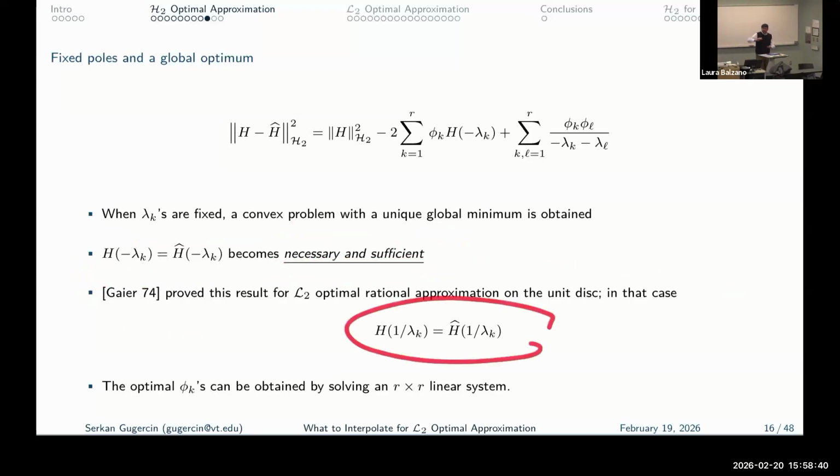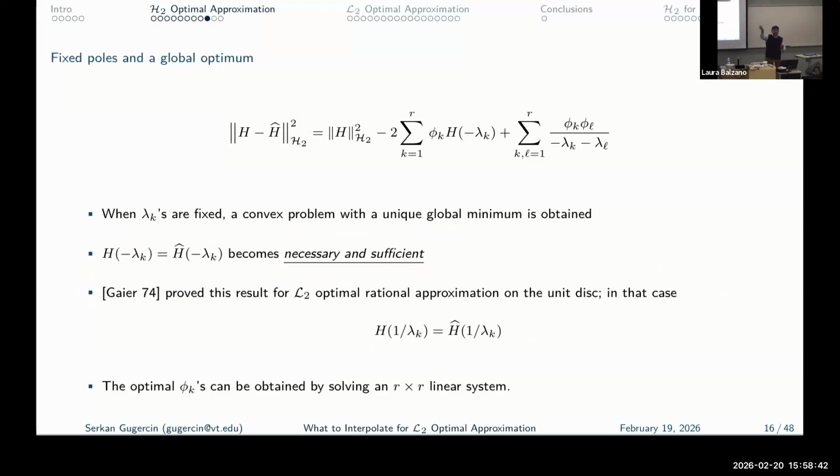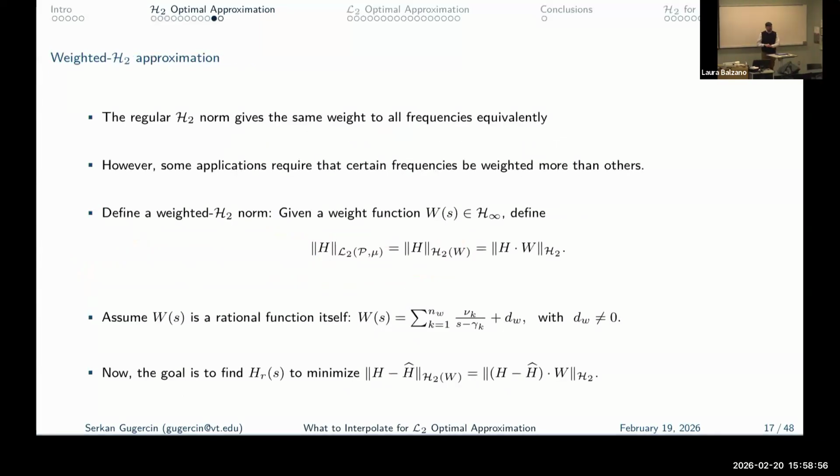When you go to the unit disk, think of this mirror imaging as a reflection. For a continuous dynamical system, you are reflecting across the imaginary axis. For a discrete dynamical system, you are reflecting across the unit circle. Okay? The theory beautifully extends. The first thing we asked was, what else could we do with this? In our case, this H2 norm that I defined gives the same weight to all the frequencies. I am treating all the frequencies the same. But in some applications, you might want to put a different weight on a different frequency.